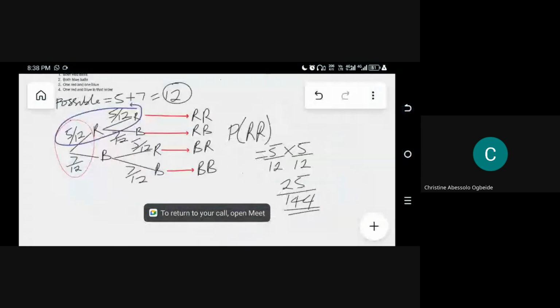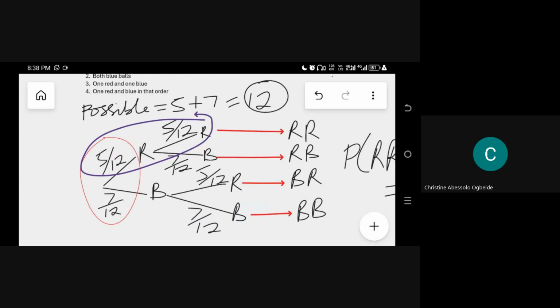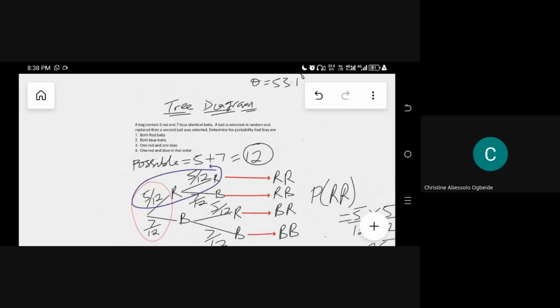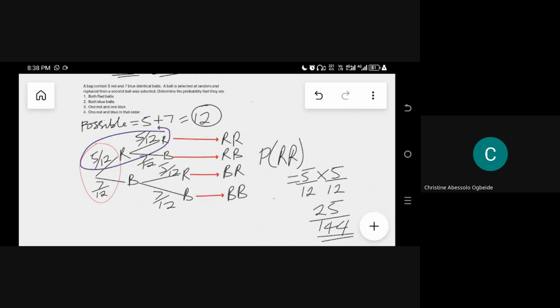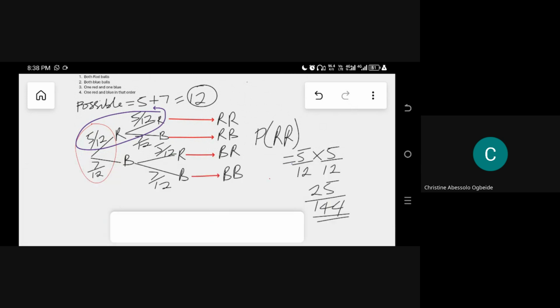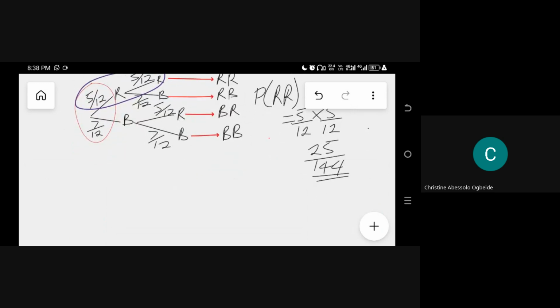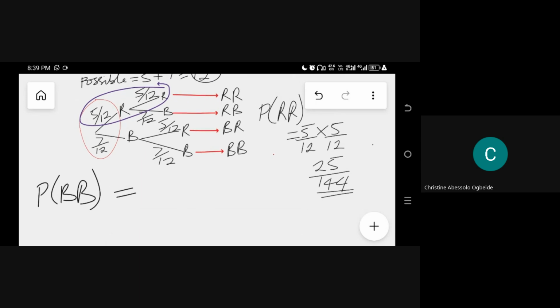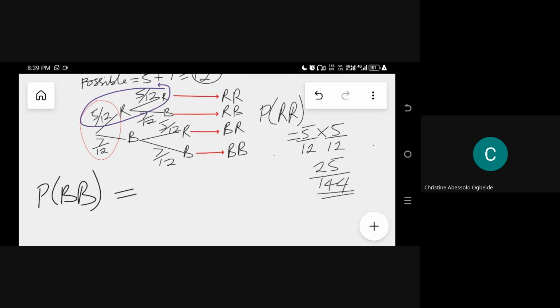All right. So next is the probability that they are both blue balls. Number two, the probability that they are both blue balls. So let's start. Christine, the probability that they are both blue balls. So you can see from here. So what should we do? Christine, this is your question, number two. Times 7/12 and 7/12.